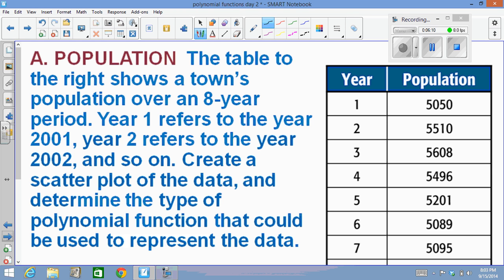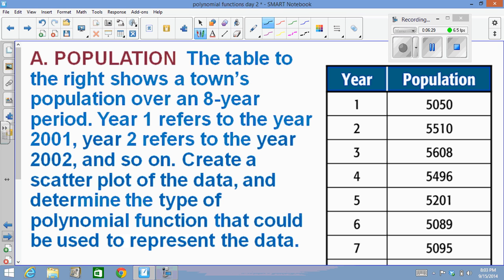So here's our table. In my table, I have a population over an 8-year period. Year 1 refers to 2001, year 2 is 2002, and so on and so forth. They want us to create a scatter plot of the data. Now, of course, I could do this by hand, but why would I want to? So instead, we're going to do it by using the calculator.